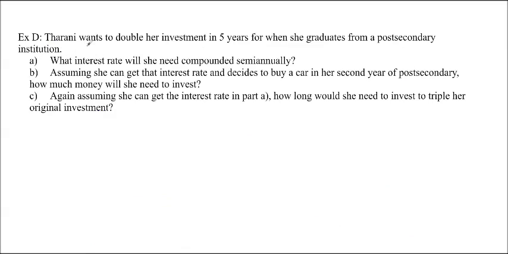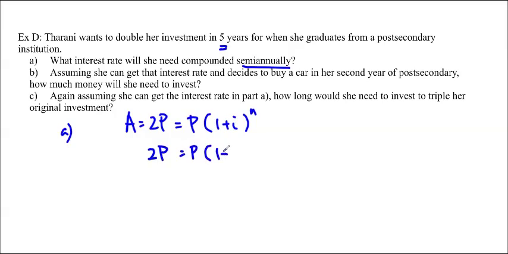Now, Tharani wants to double her investment in 5 years when she graduates from a post-secondary institution. What interest rate will she need compounded semi-annually? So, this does actually not tell us what the principal is, but we actually don't need to know. We only need to know that she wants to compound semi-annually and that it's 5 years, and then we could just do it. So actually the A will be equal to 2p, right? Because whatever the original investment is, we want to double it. So A is equal to 2p, which is p times 1 plus I to the n. So 2p is equal to p times 1 plus I to the 5 times 2.